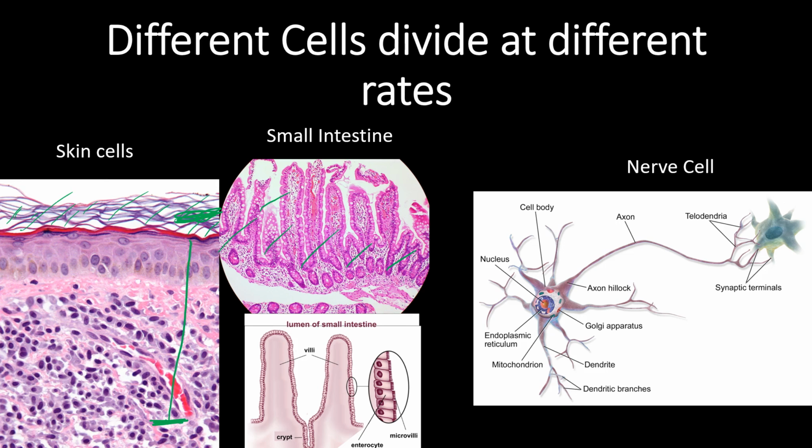Well, they almost never go through cell division. And in fact, that's why nerve damage is very, very hard to get better, because those cells very, very seldom go through cell division to replace older damaged cells. Skin cells, on the other hand, constantly go through cell division all the time. Okay, so different cell types will divide at different rates. Some all the time, some almost never.